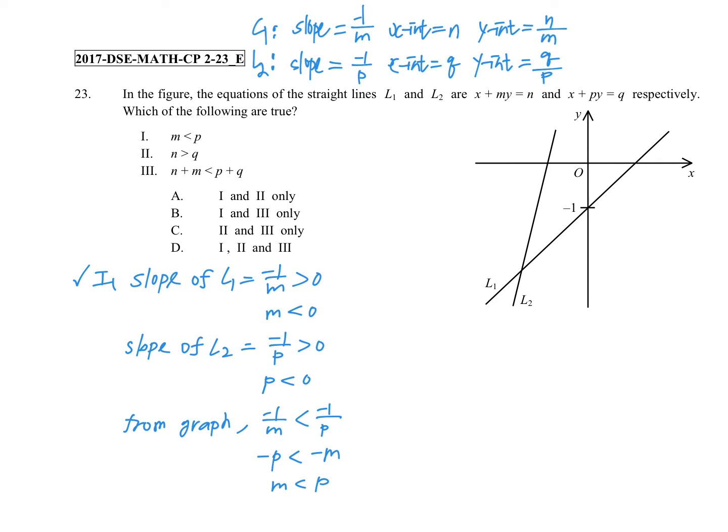So that's why statement 1 is correct. And then for statement 2, it's about n and q. So of course n is here, and then q is there. So it's quite obvious, so that's why statement 2 is also correct.